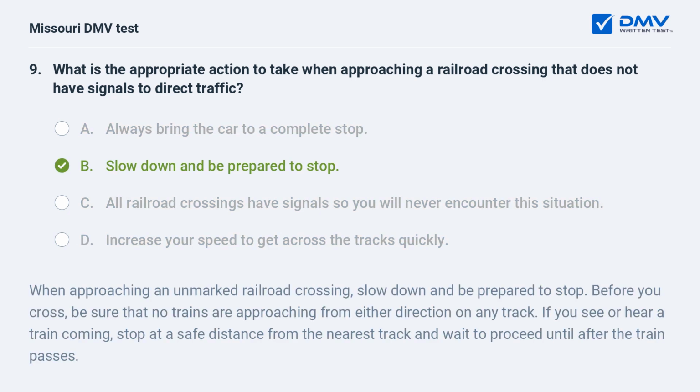B. Slow down and be prepared to stop. When approaching an unmarked railroad crossing, slow down and be prepared to stop. Before you cross, be sure that no trains are approaching from either direction on any track. If you see or hear a train coming, stop at a safe distance from the nearest track and wait to proceed until after the train passes.